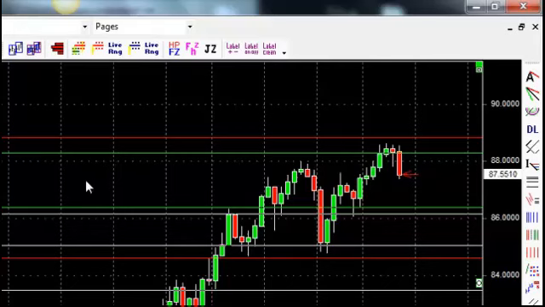But what we're going to do, there are two different ways you can manage these trades. Now, we talk about risk to reward ratio. That's one of the things we talk about. And you can see that we sold at 88.30 and our stop loss was 88.83.